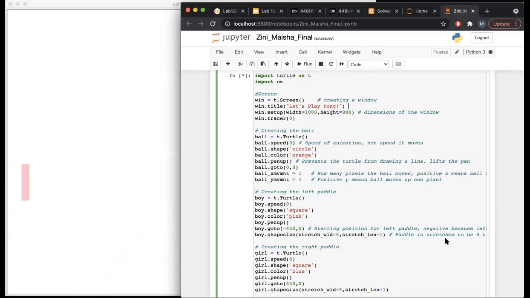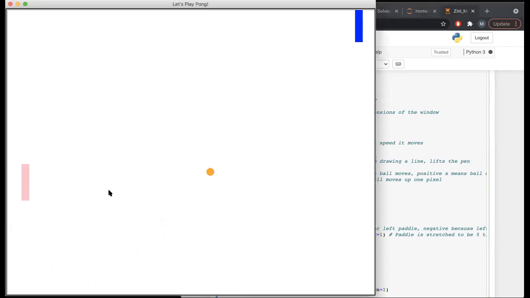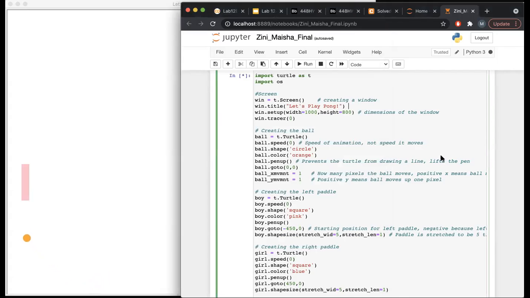And ball.penup allows this ball to move across the screen freely without leaving a trace, without creating lines. If I didn't have that line there, as this ball moves, there would be a line following it. So I just included that to avoid that. Its initial position is at the origin 0, 0.